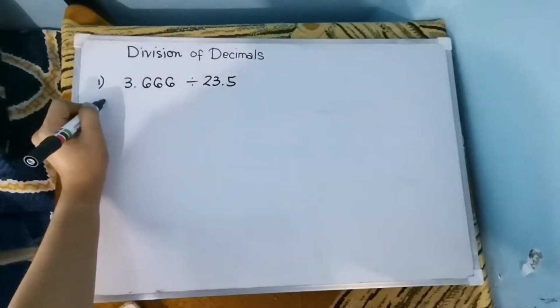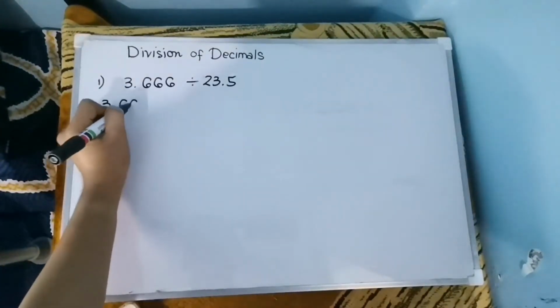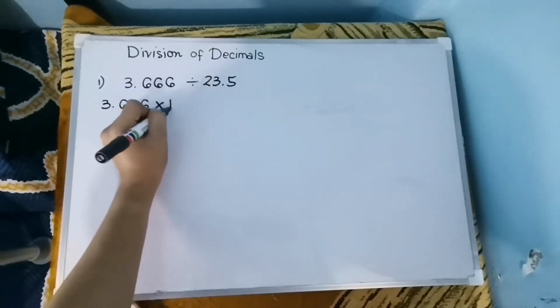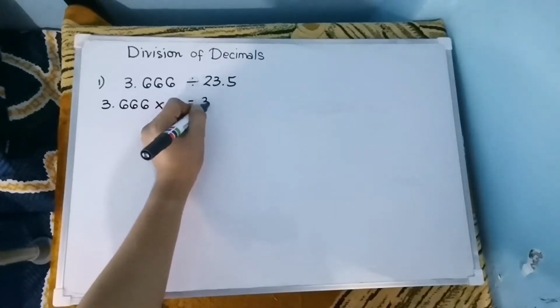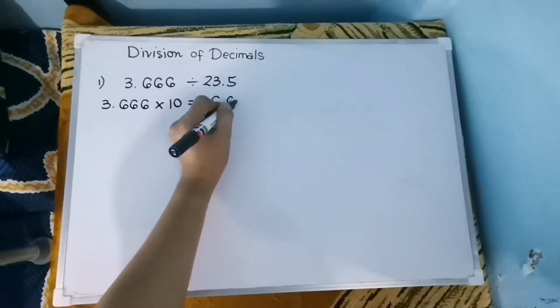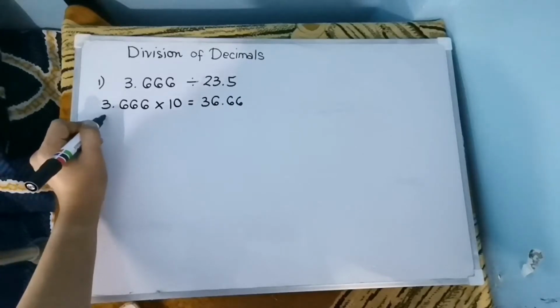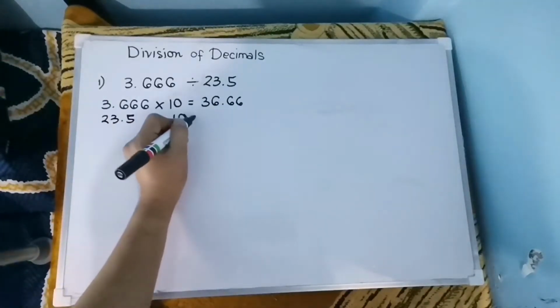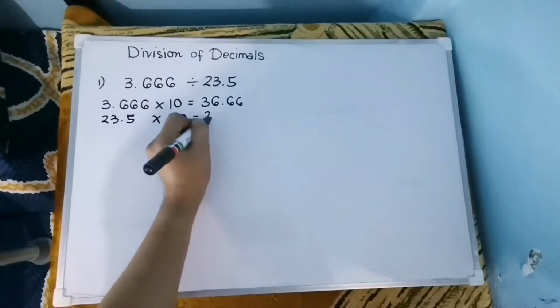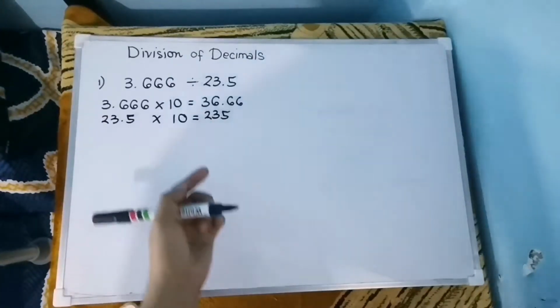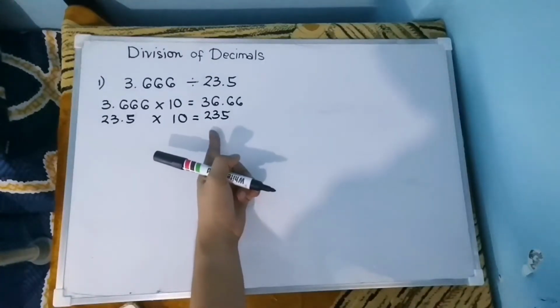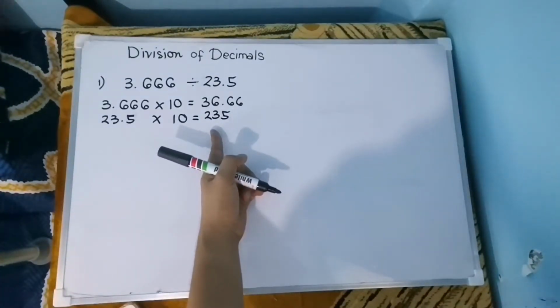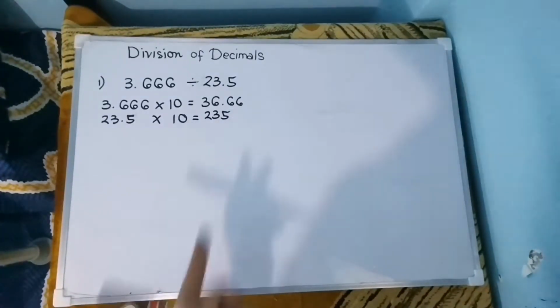Such that 3.666 times 10, this will be our dividend. It will become 36.66, and 23 and 5 tenths times 10 equals 235. So that will be our step 1. Ngayon ay whole number na yung ating divisor.